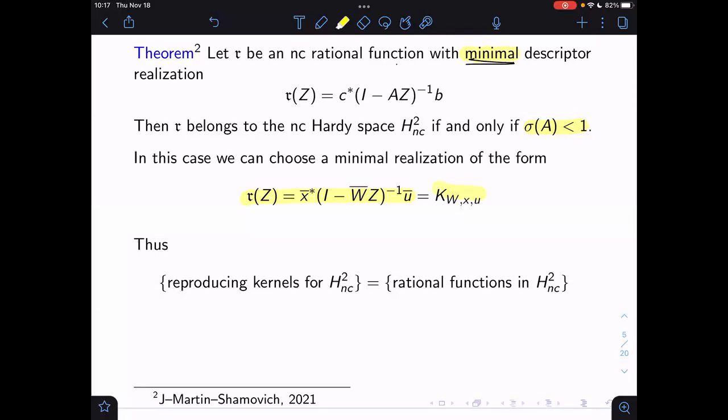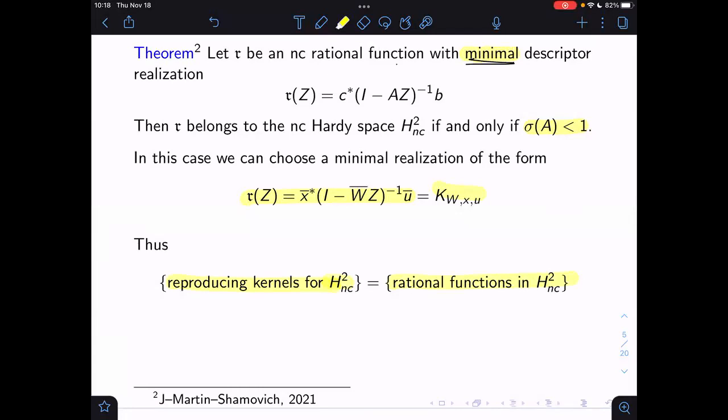So the conclusion is, and we saw already just by an algebraic form of the kernels, that the kernels are rational functions. And this is a converse. What this says is then that the reproducing kernels for the NC Hardy space are exactly the same as the rational functions that are in the space.